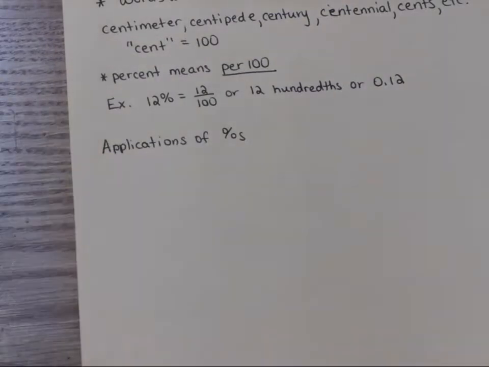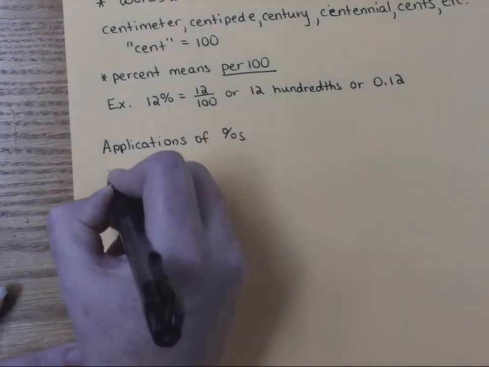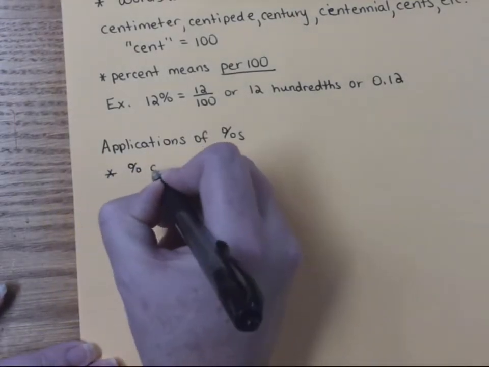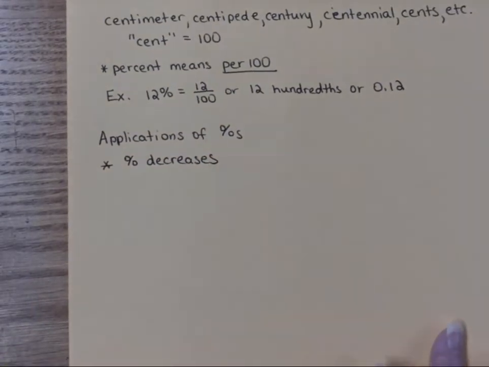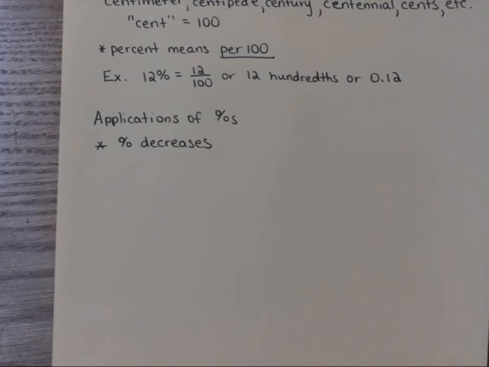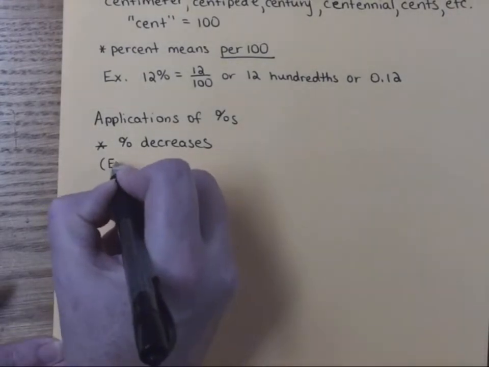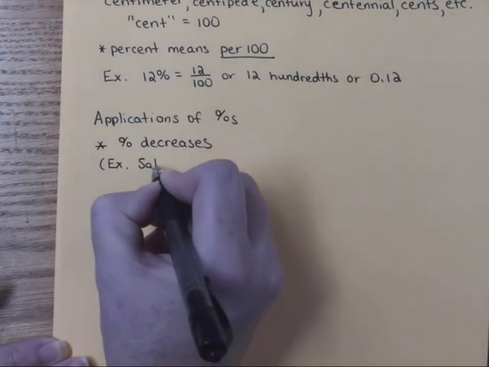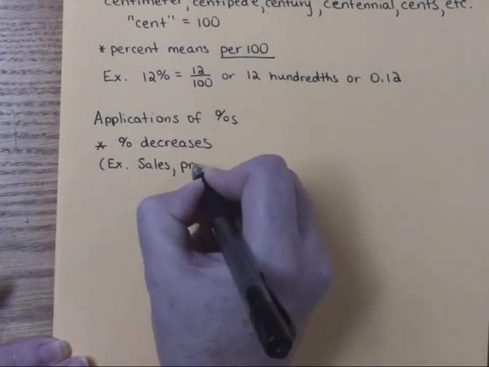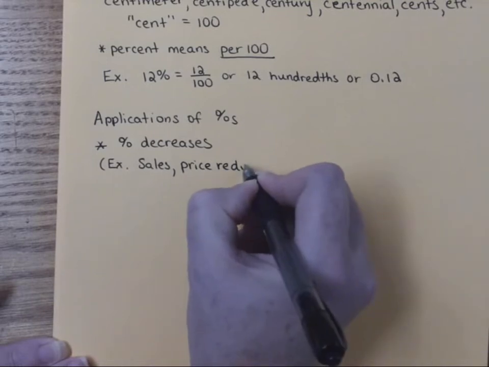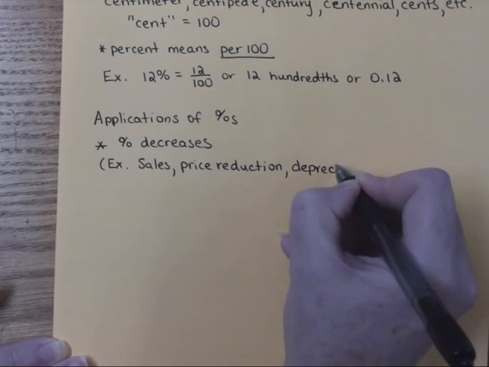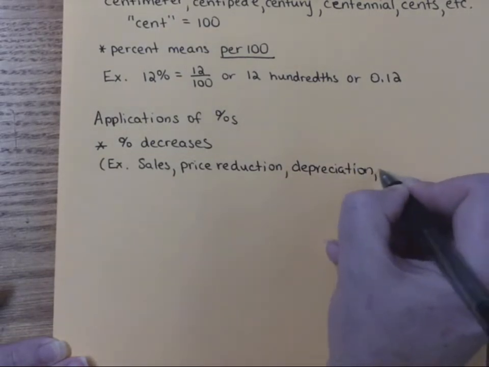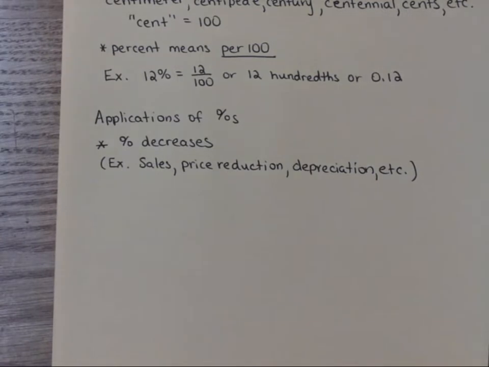But before we do that, I do want to talk about how we can handle just general percentage problems without having to really rack our brain so much. Okay, there's two types of percentage word problems. One involves decreases. Okay, so an example of that might be like sales. Something's on sale for so much percent off. Price reduction, which is pretty much the same as sales. Maybe in older circles, depreciation, right, etc. Anything where the price is being reduced.